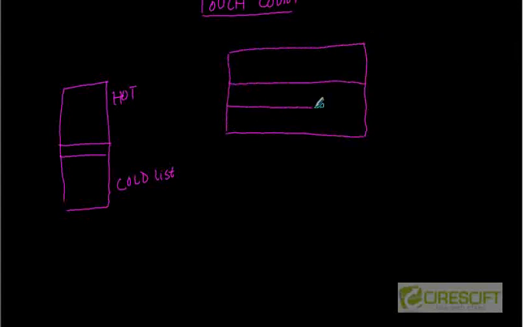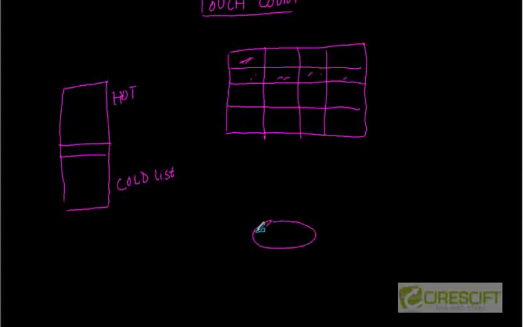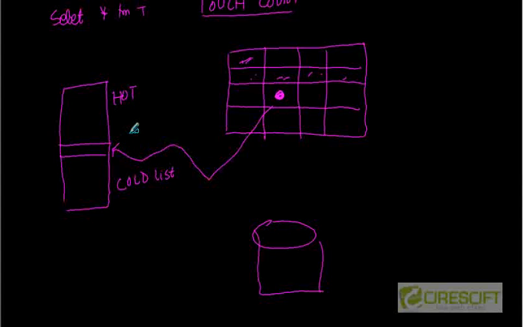Now let's assume this is our block buffer, and something is already filled. Whenever we give a query, let's say select star from T, whatever data comes is stored here in the block buffer. Let's say it's stored here, and we insert this address in the middle of the list. Okay, so this is your LRU list, and we put that in the middle of the list.